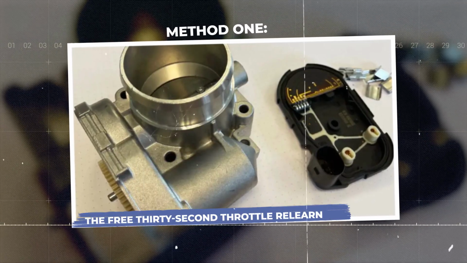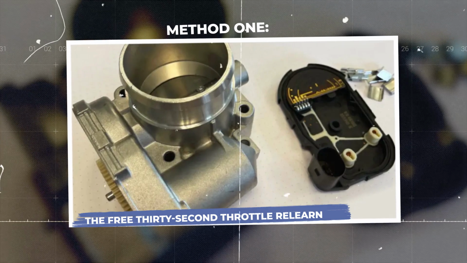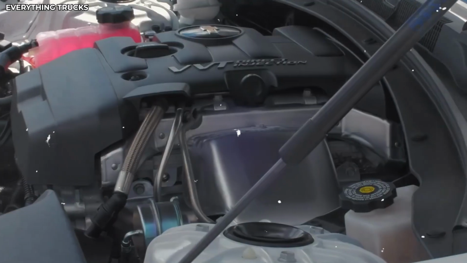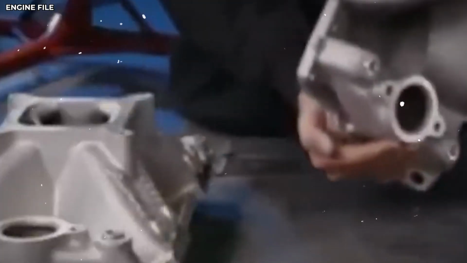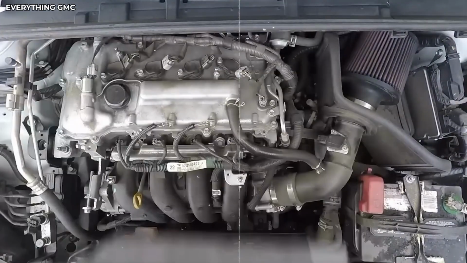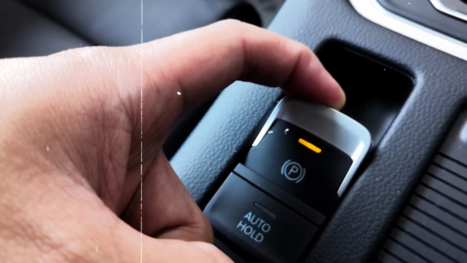Method 1, the free 30-second throttle relearn. This is the procedure that dealerships charge $150 to $200 to perform. You can do it yourself right now without leaving your driveway. Here's exactly how it works, step by step.